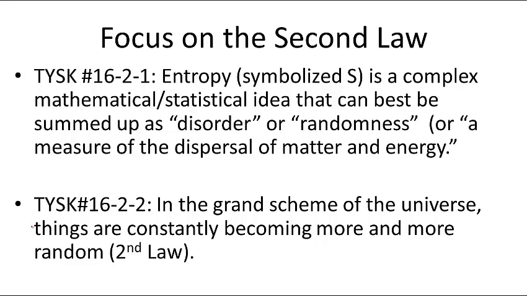So, entropy. This idea of randomness, it's really this complex thing that I'm not sure I really understand exactly what it means. But we think of entropy as being a measure of disorder. According to the AP, they use the definition, it's a measure of the dispersal of matter and energy. So how dispersed things are. And the second law tells us that in the grand scheme of the universe, things are constantly becoming more and more random. Matter becomes more and more dispersed.